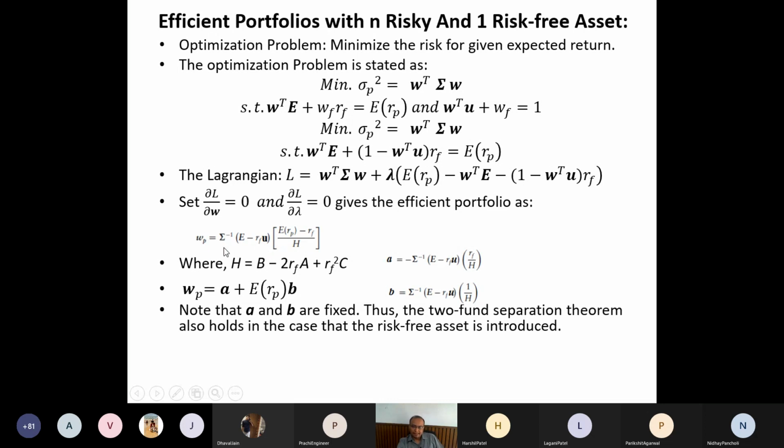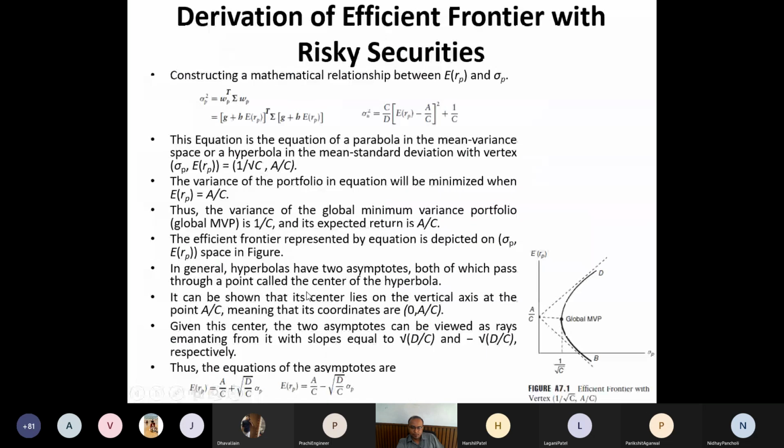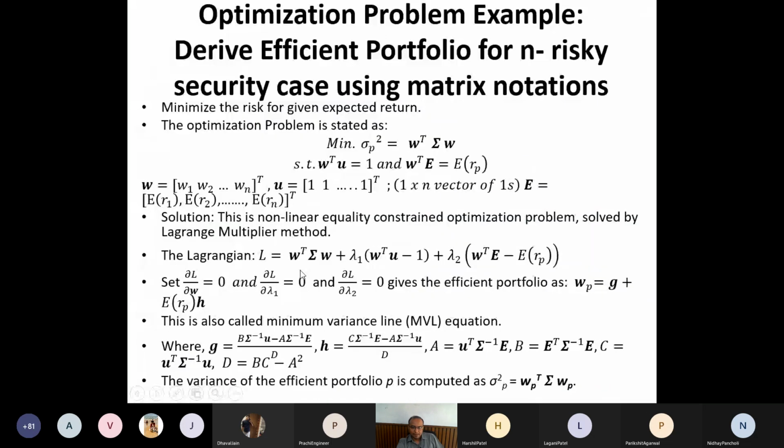And I get this WP vector equal to sigma inverse (E minus RF U bar) into (ERP minus RF) divided by H, where H you will find depending on this parameter B minus twice RF into A plus RF square C, where this capital A, B, C we have already defined in our previous discussion when we derived this particular WP.